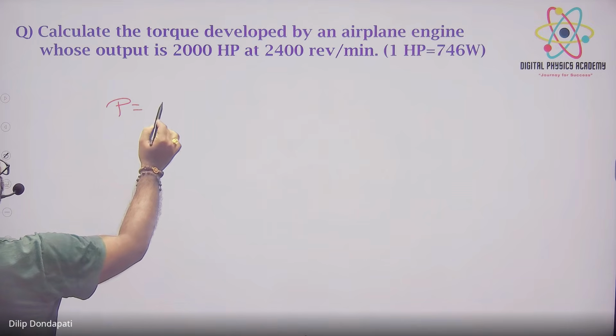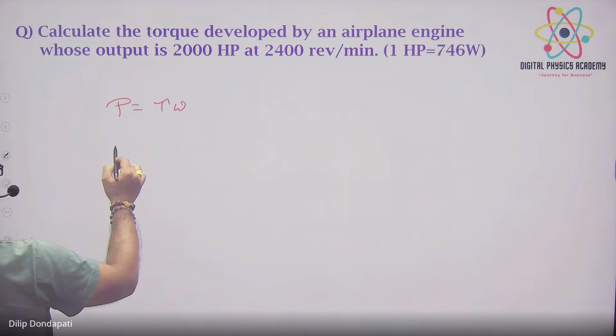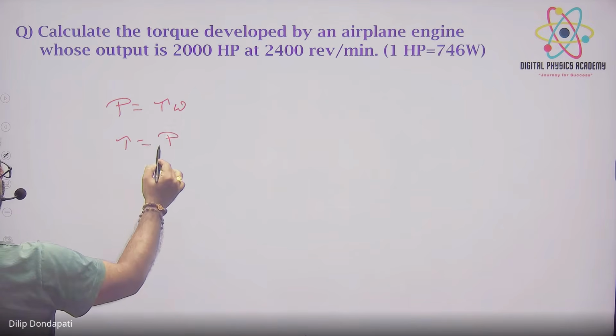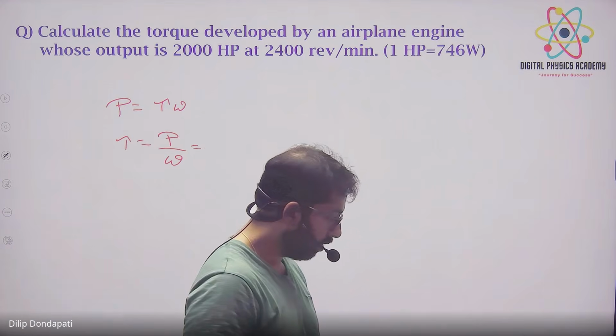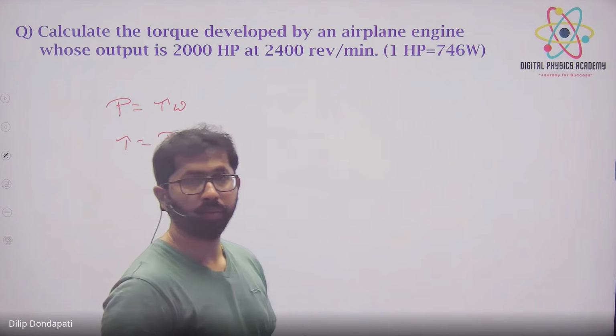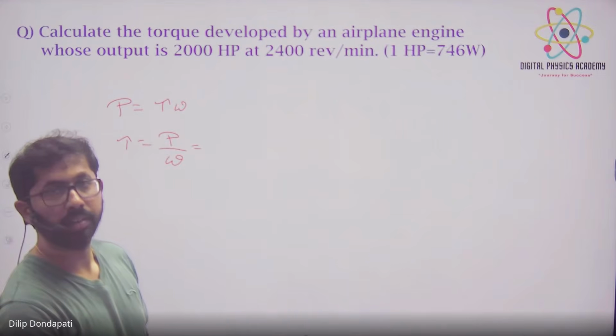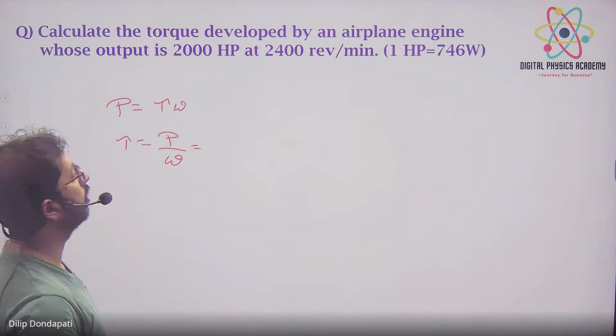P is equal to tau omega. Tau is equal to P by omega. So should we convert the revolution per minute into seconds? Convert using omega equals 2 pi f. Always, revolutions per second is called frequency.